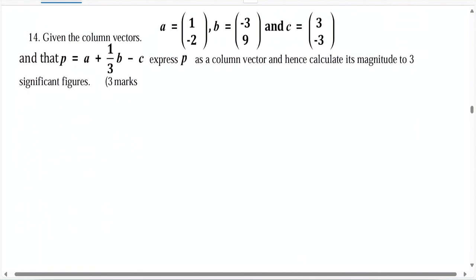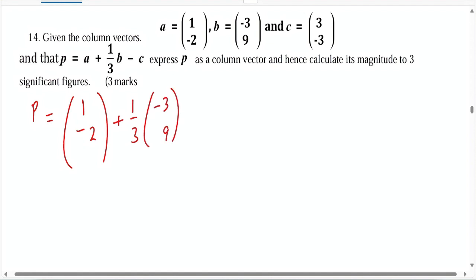14 says, given the column vectors A equal to (1, negative 2), B equal to (negative 3, 9), and C equal to (3, negative 3), and that P equal to A plus a third B minus C, express P as a column vector, and hence calculate its magnitude to 3 significant figures. So P yetu is equal to A, which is (1, minus 2), plus a third B. So a third B ni a third times (negative 3, 9) minus C.